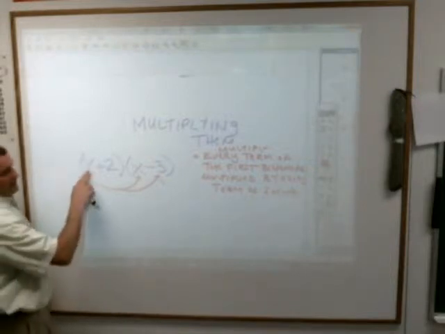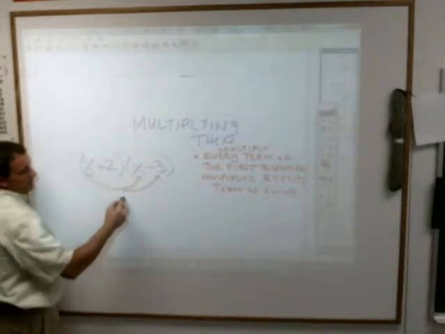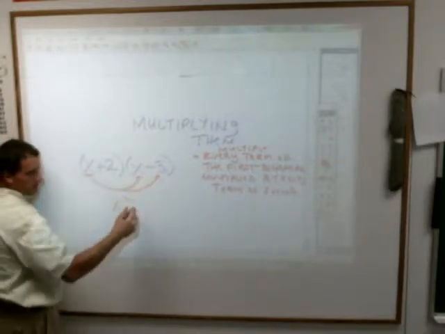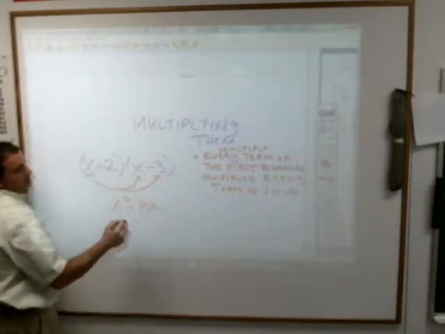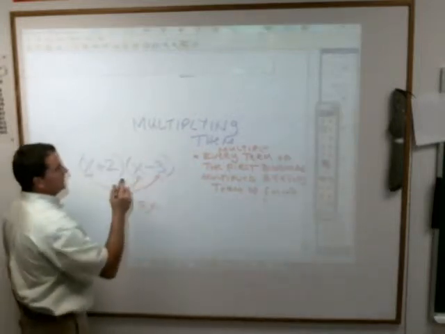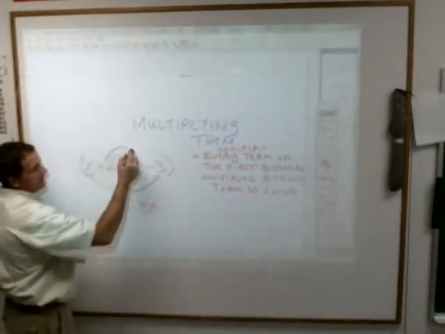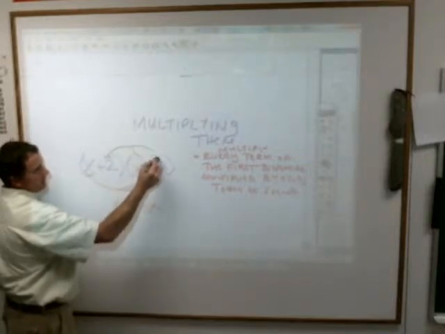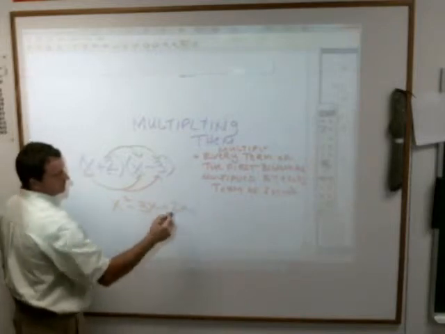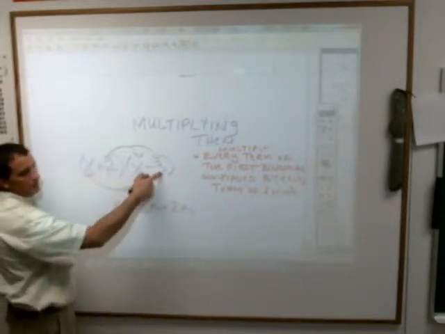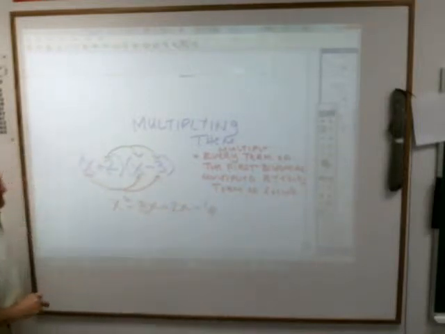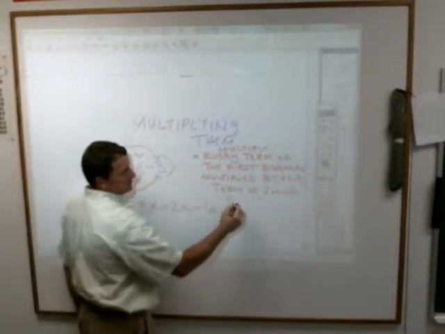Okay? So I'm going to take x times x, which gives me x squared. I'm going to take x times a negative 3, which is negative 3x. And then I have to go do the other one. I have to take the 2 and multiply it by both terms of the second binomial. 2 times x is 2x, and 2 times a negative 3 is negative 6. And then you need to simplify.